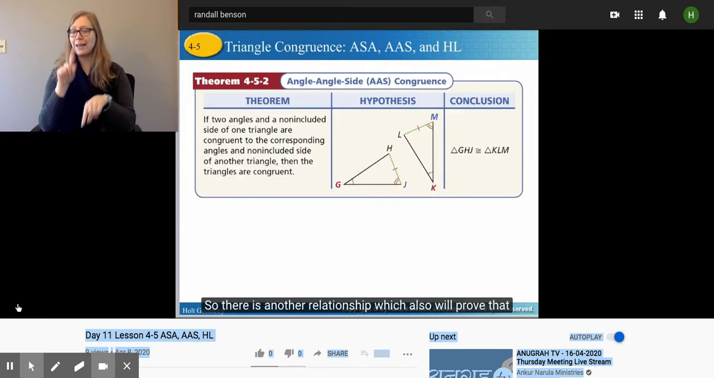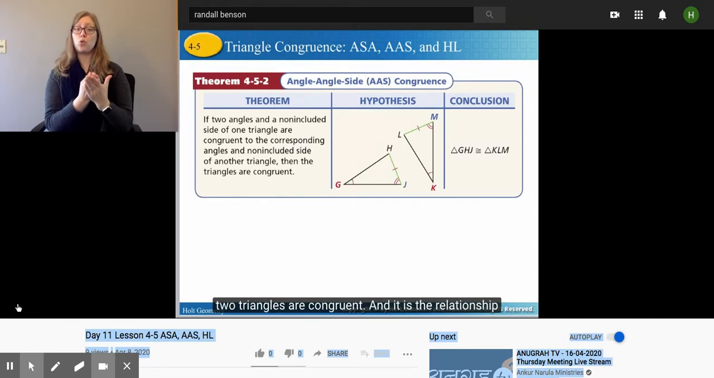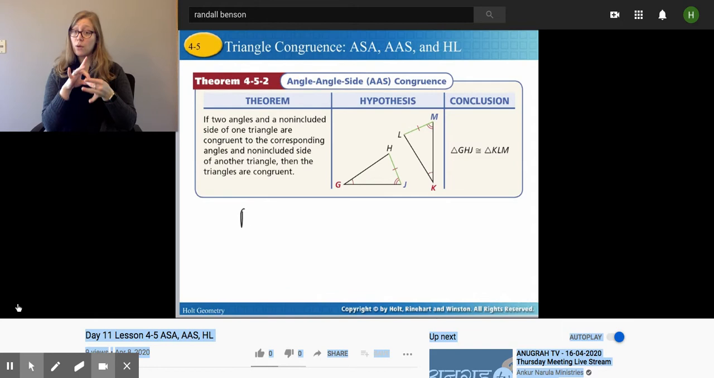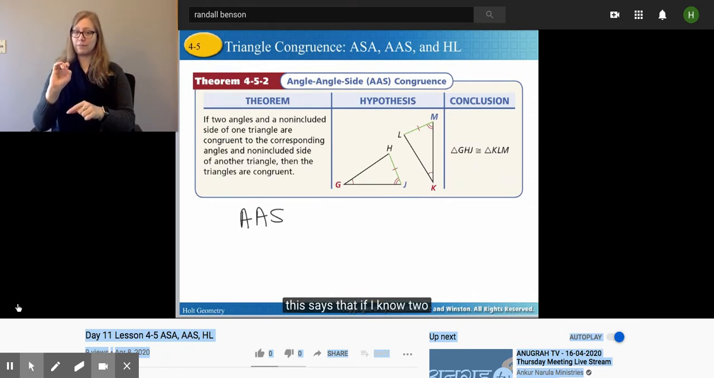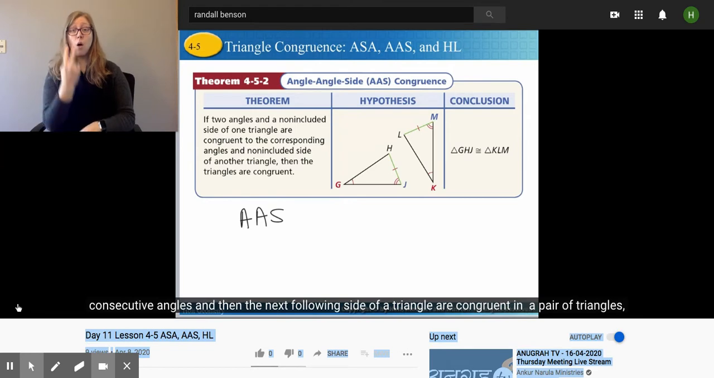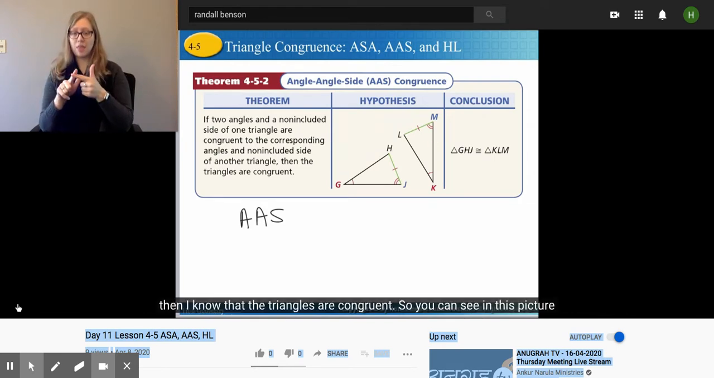So there is another relationship which also will prove that two triangles are congruent, and it is the relationship angle, angle, side. And this says that if I know two consecutive angles and then the next following side of a triangle are congruent in a pair of triangles, then I know that the triangles are congruent.